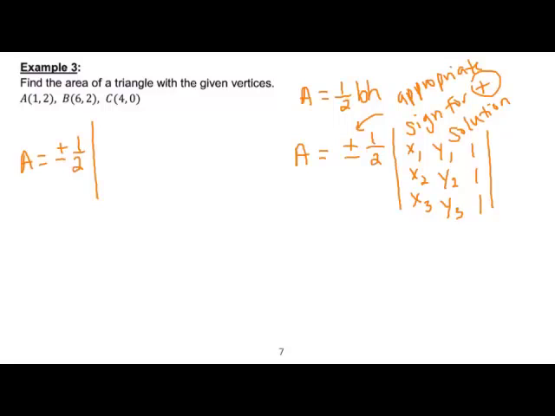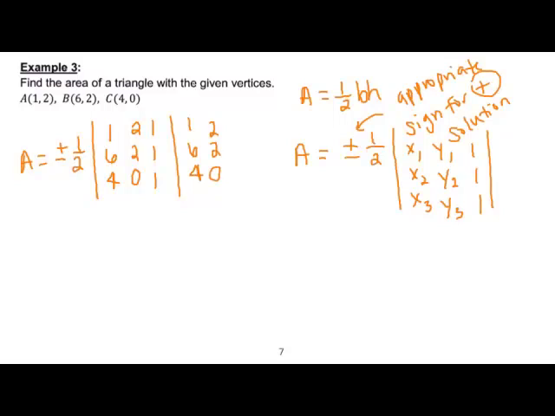So again, our first column is our x values. So we have 1, 6, and 4. Our second column is our y values. So we have 2, 2, and 0. And our last column is our 1's. Now remember, we have to find the determinant of this matrix. So we want to rewrite our first two columns. So 1, 6, 4, 2, 2, and 0.